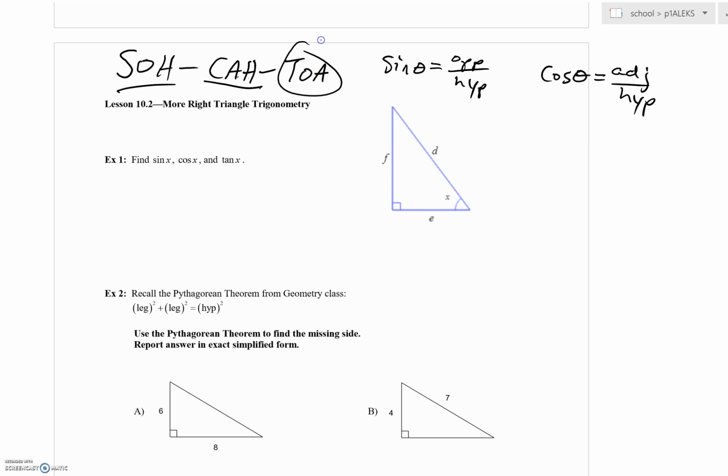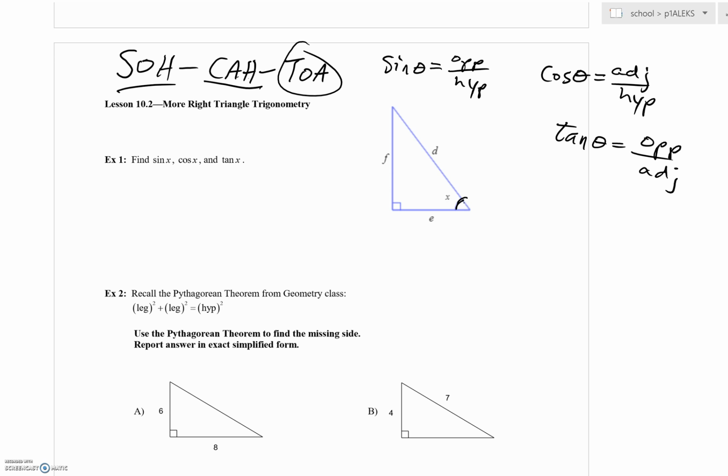And then the TOA, well, that's tangent of an angle. That's opposite over adjacent. So your angle here is x. You've got x given to you. You can see this little angle ring. And what you want to do to get started is label all of your sides.